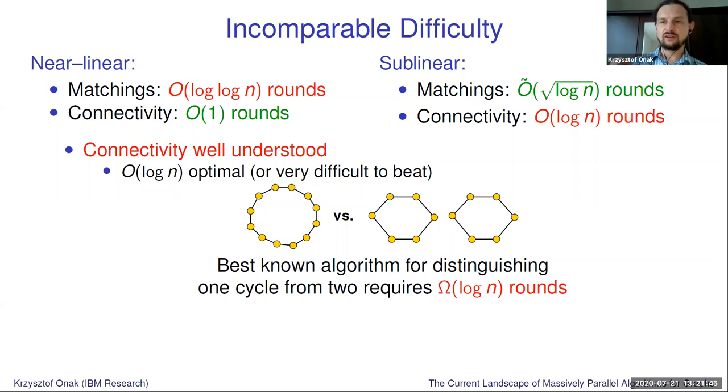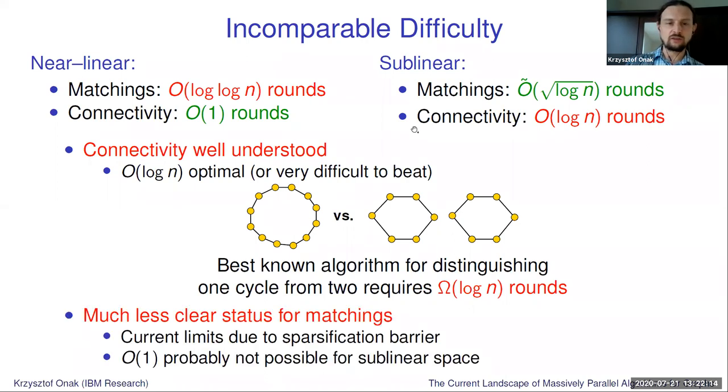And people have tried to develop various techniques that would enable bypassing this barrier, but it hasn't been possible so far. And it seems, if I had to make a guess, that most likely there is a real lower bound here. But unfortunately, we don't know how to prove unconditional lower bounds in this case. So that's the status for connectivity.